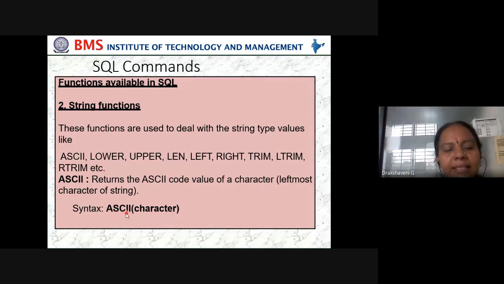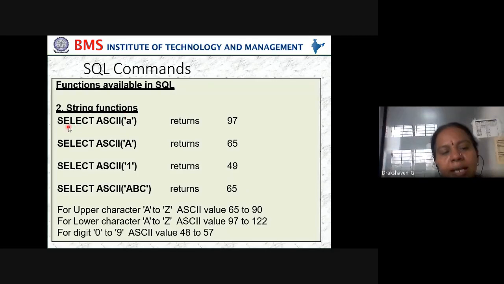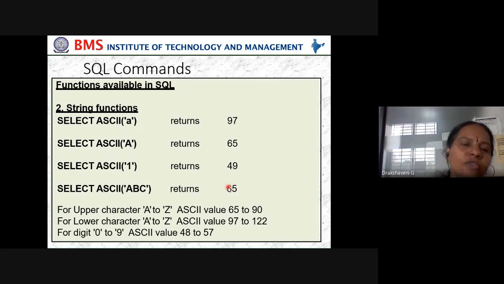I want to know the ASCII value of some character. Let us take select ASCII of small a, which returns 97. In the same way, select ASCII of capital A returns 65. Then select ASCII of 1 returns 49. Select ASCII of ABC returns 65, because the first letter is A. So like this, we can find out the ASCII values of all the alphabets.